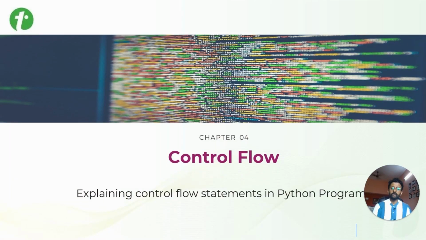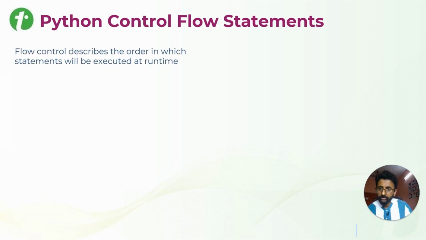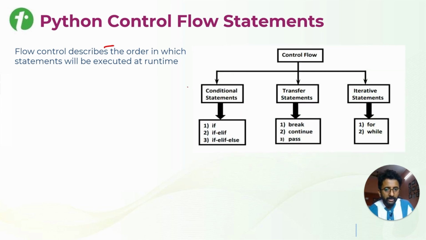Welcome to chapter 4, that is control flow. So I'll be explaining the control flow statements in a Python program. There are different control flows that we'll be seeing, which determine how statements will be executed at runtime. So there are conditional statements, transfer statements and iterative statements.